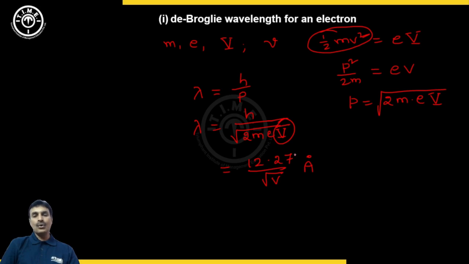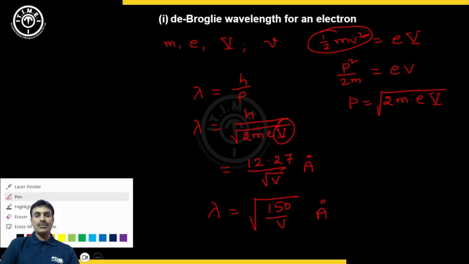Applying the whole root, see, if you square this numerator 12.27, its square is almost equal to 150. So in those terms, you can write lambda as the whole root of 150 by V in angstrom. That is the wavelength associated with an electron accelerated by a potential V. Now you need to substitute only the V value. Substitute the V value and simplify it. Directly you will get the wavelength in angstrom unit. Understood? So that is the de Broglie wavelength of an electron.